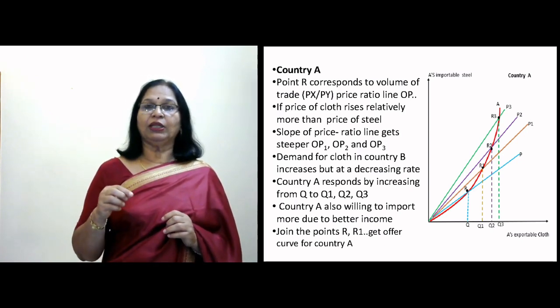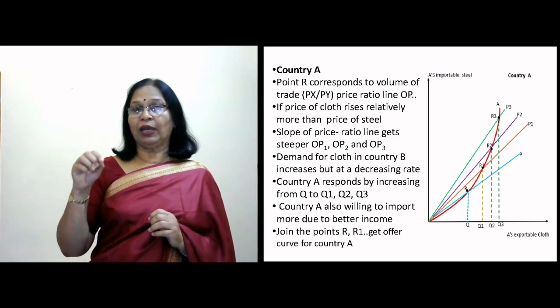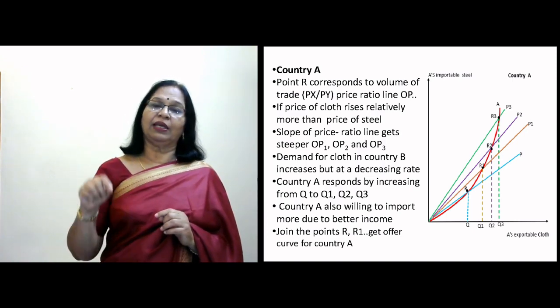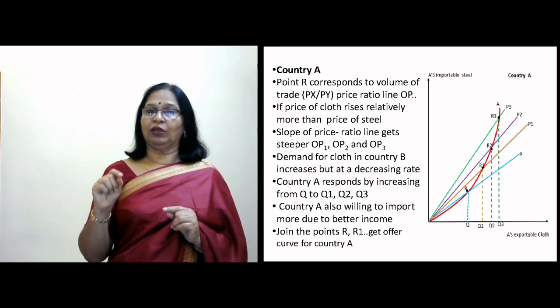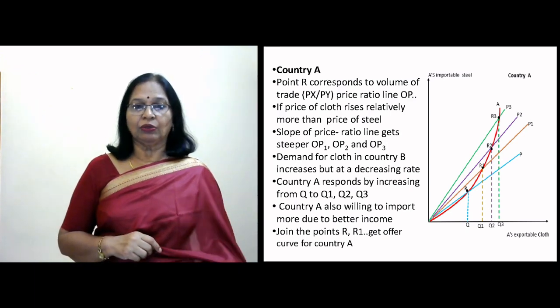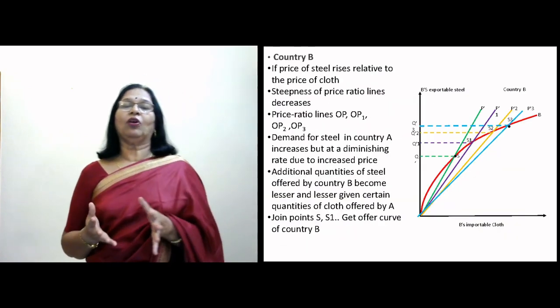So when we join these price line points, that is R, R1, R2 and R3, in a curve form, we get what is called the offer curve. So we get the offer curve for country A. Now let us look at country B.